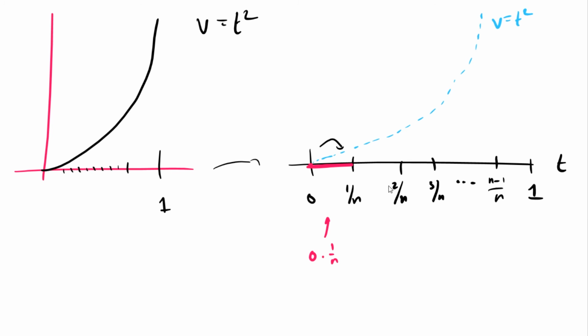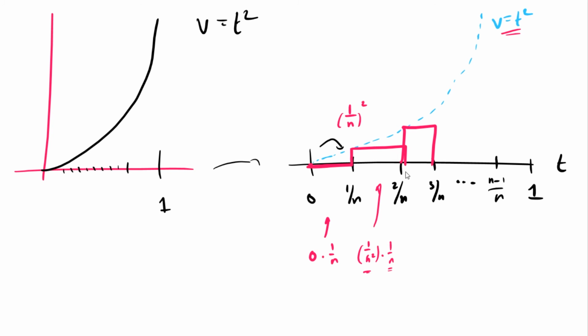What's the height of the next rectangle? Well, the next rectangle touches the curve right here. Then its height is 1 over n squared, right? Because the graph is v is equal to t squared. So if your t value is 1 over n and you square it, then your height is 1 over n squared. The area of that rectangle is 1 over n squared times 1 over n. Height times width, because the width is always 1 over n, right? So this width right here is still 1 over n.